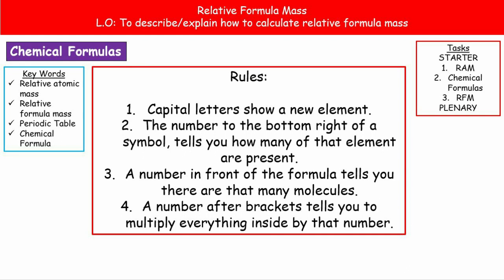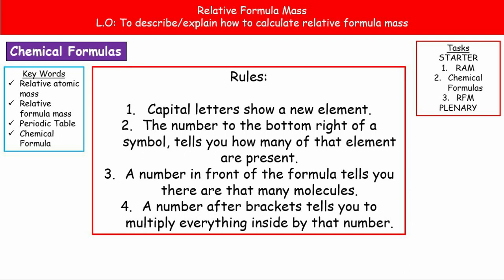The second rule is that the number to the bottom right of the symbol tells us how many of that element are present, and this is something people mess up quite a lot. They put that number in the top right or just write it on the line. It needs to be in that little subscript, the bottom right position. Third rule is that a number in front of the formula tells you that there are that many molecules, so the whole chemical, there's that many of them.